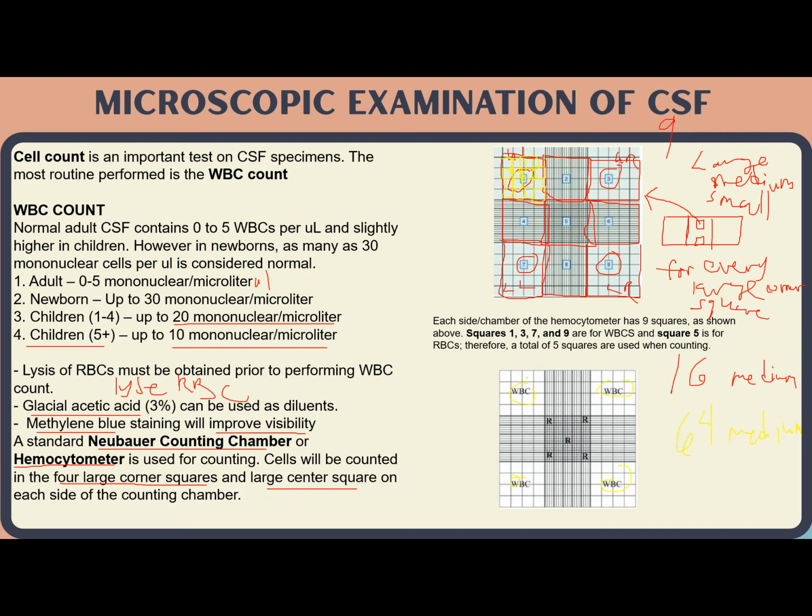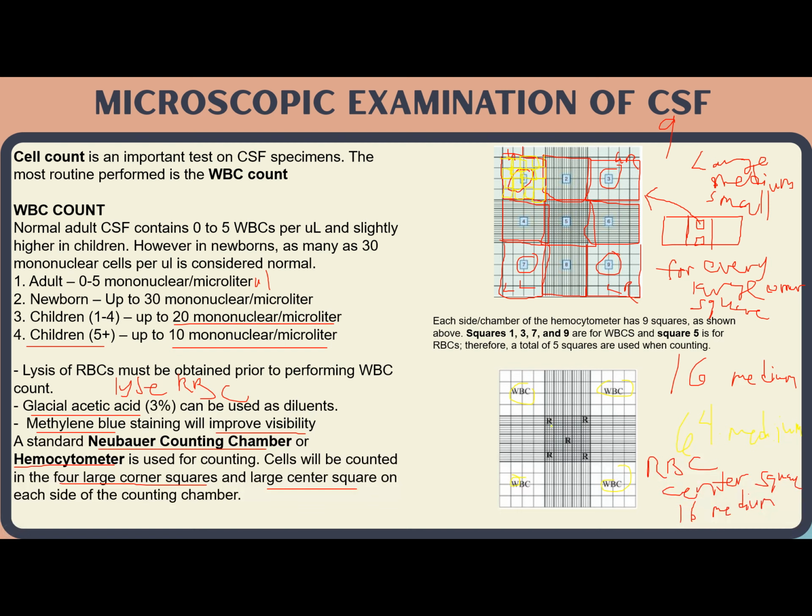Now, if you're going to perform RBC count, class, you're just going to focus on the center square. The center square, class, is also a large square. But the difference this time is that it is also made up of medium squares.